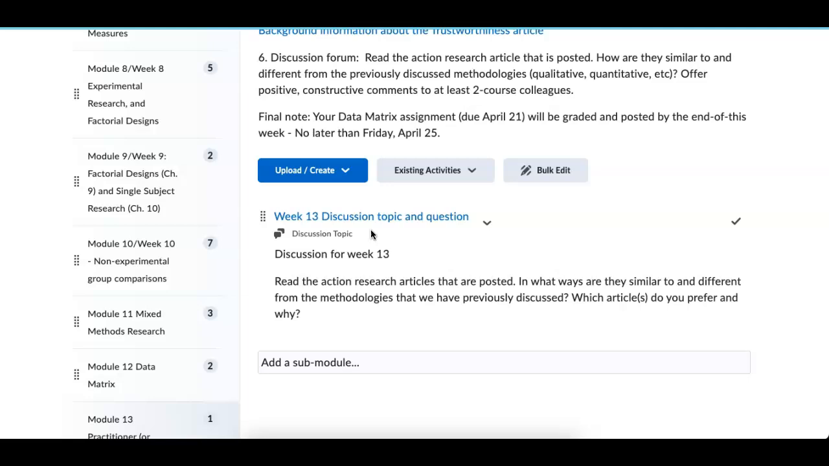So that's it. Keep it simple, keep it short, and do the usual. Do your original post by Wednesday, and then a couple posts for commenting or discussing with classmates by the end of the week.